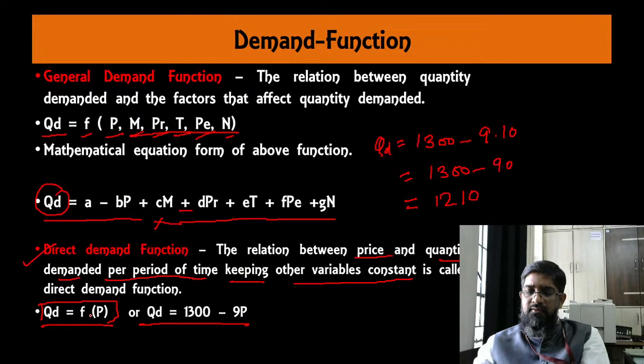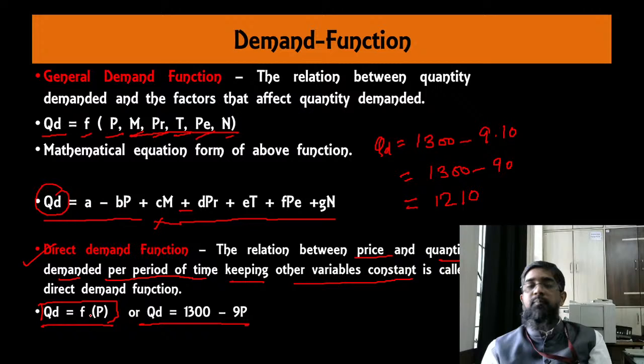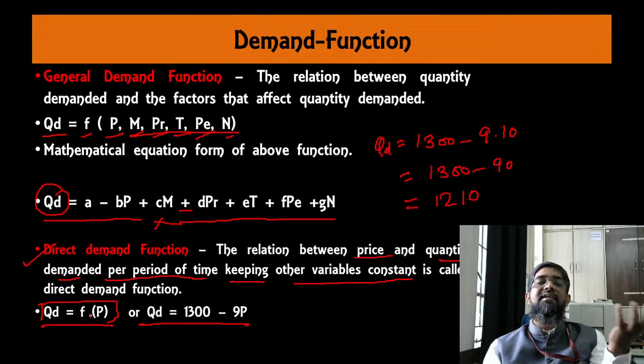डिमांड का लॉ शोइंग व्हेन प्राइस ऑफ कमोडिटी राइजेस डिमांड फॉल्स, बट देयर आर सम कमोडिटीज व्हेन प्राइस ऑफ कमोडिटी, नो दैट इज एक्सेप्शन ऑफ डिमांड. वो एक्सेप्शन होता है क्योंकि देखो खाली आप प्राइस पे डिमांड को नहीं डिटरमिन कर सकते. हम क्या बोलते हैं यहाँ पे, देखो क्या कह रहे हैं, रिलेशन बिटवीन प्राइस एंड क्वांटिटी डिमांडेड पर पीरियड ऑफ टाइम कीपिंग अदर वेरिएबल्स कांस्टेंट.